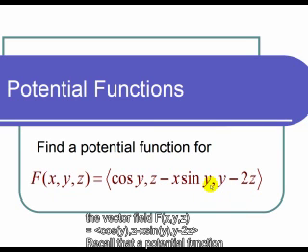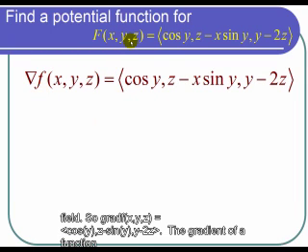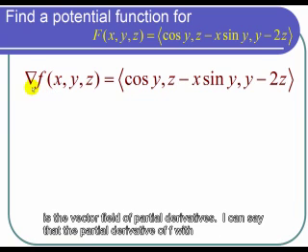So recall that a potential function has the property that the gradient of that potential function is equal to the vector field. So grad f at x, y, z is equal to ⟨cosine of y, z minus x sine of y, y minus 2z⟩. And the gradient of a function is the vector field of partial derivatives.